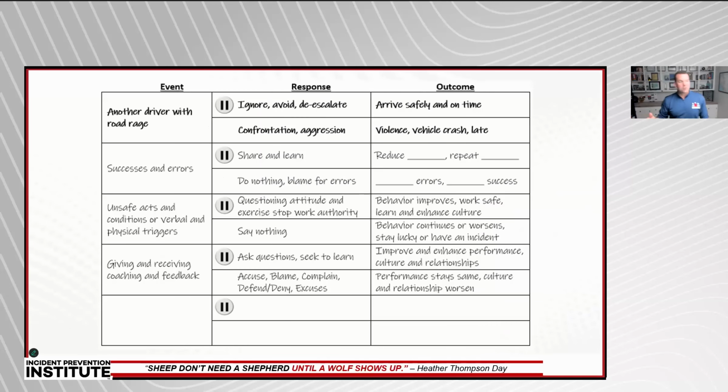So I kind of want to go through a couple of these. And Doug already mentioned in the video the road rage incident, which I think is a great starting point, right? Your response can be ignore, avoid, de-escalate. You get the positive outcome of, I arrive safely and on time.